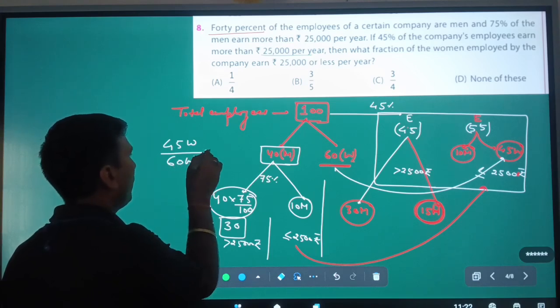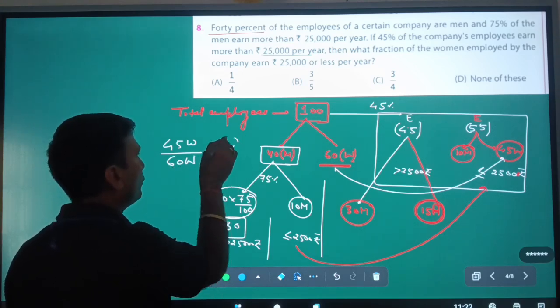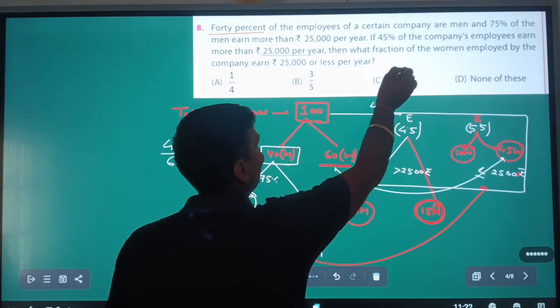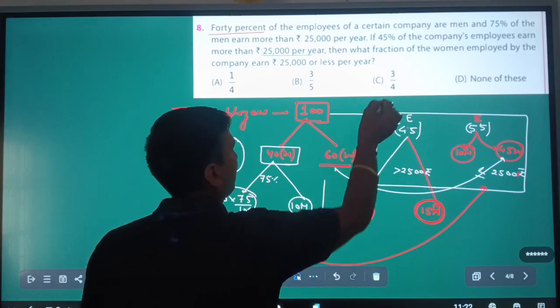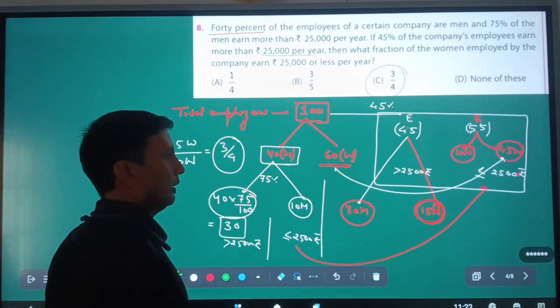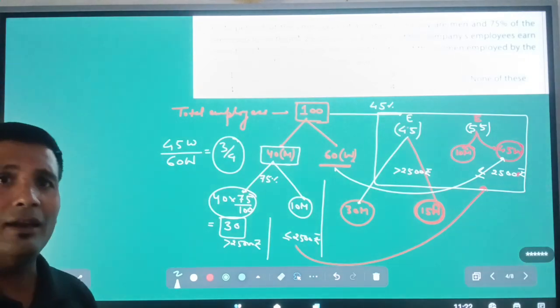So the fraction is formed, and that part is going to be 3 by 4. So C is going to be your answer. So what I have done here, the things are very clear.